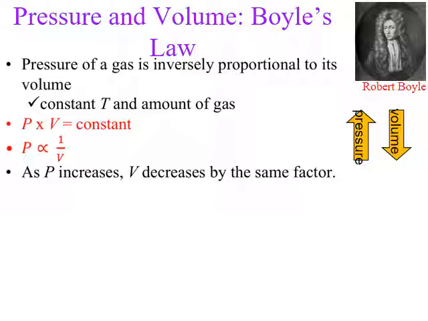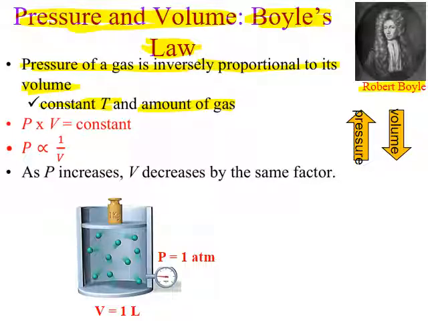The first law was given by Robert Boyle and it's called Boyle's law. This law tells us the relationship between pressure of a gas and volume of a gas when the other two factors are constant, meaning the relationship between pressure and volume when temperature and the amount of gas is constant. And what does this law tell you? This law tells you that the pressure of a gas is inversely proportional to its volume, meaning when the pressure increases, the volume of the gas decreases by the same factor.